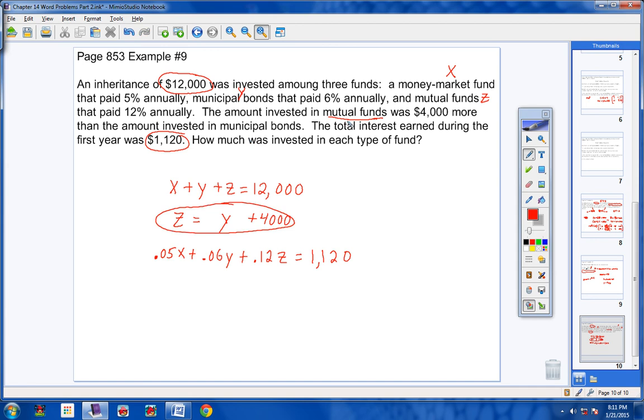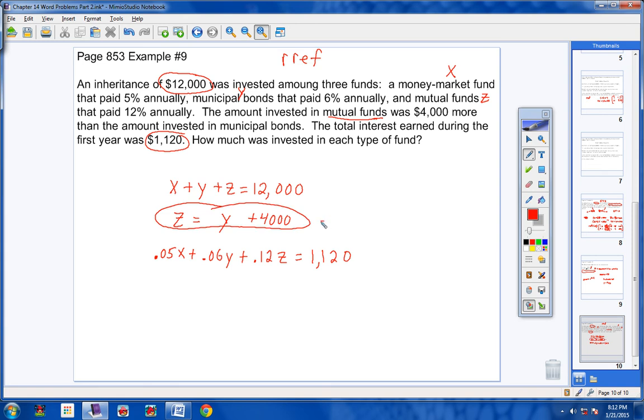And don't forget where this equation came from. Right here, okay? Mutual funds, that's Z, was or is equals 4,000 more than Y, municipal bonds. So Y plus 4,000 now. That's what I was trying to tell you guys. This is going to take a lot of work if I make you work these out. But once you get the equation set up, you're welcome to use the REF button on your calculator. Now, you want to change the order of this, guys. This is really not in good order, okay?